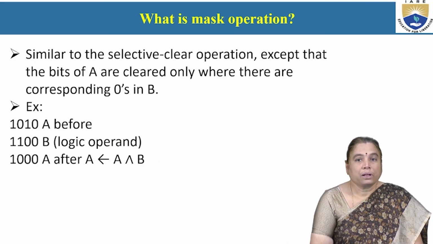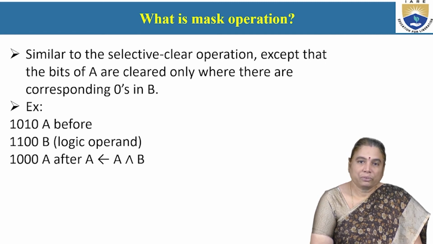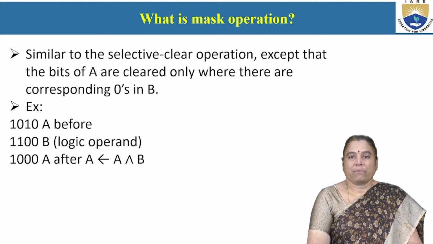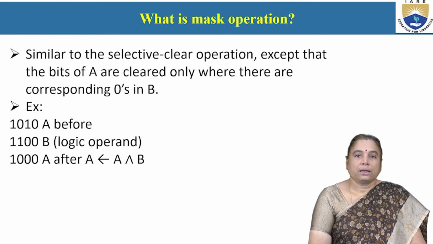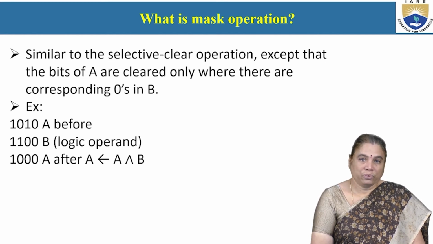What is the mask operation? Similar to the selective clear operation, except that the bits of A are cleared only where there are corresponding zeros in the B. In the selective clear, if B possesses a value of 1, then the respective bit of A can be cleared. But in case of mask operation, if the B bit possesses a value 0, the corresponding bit of A can be cleared to 0.